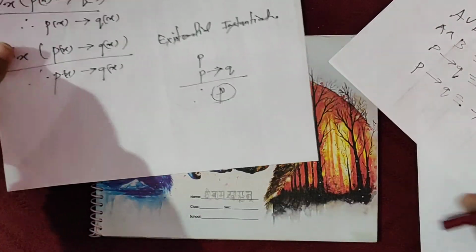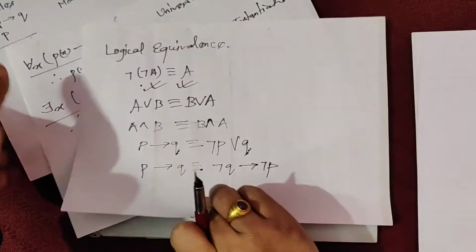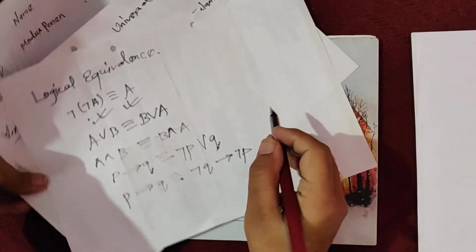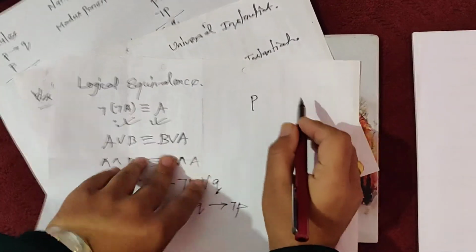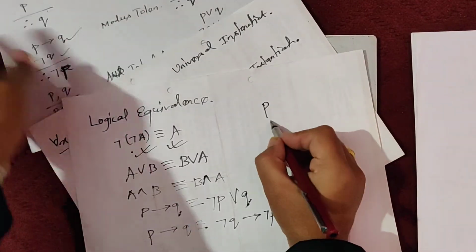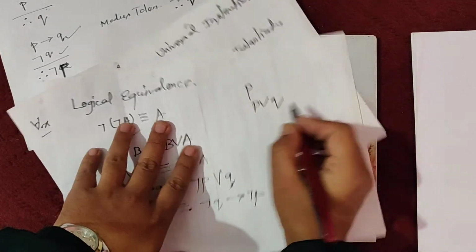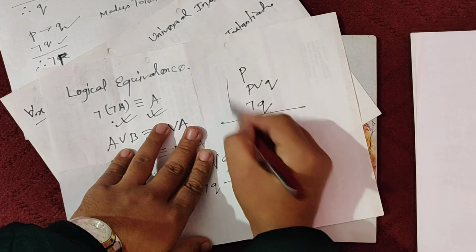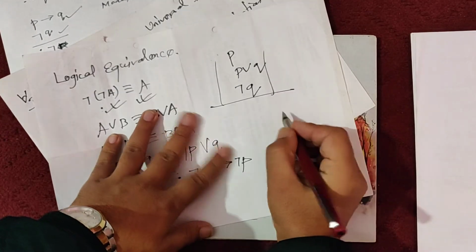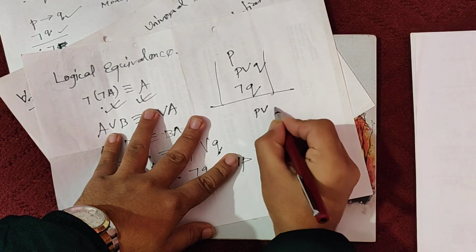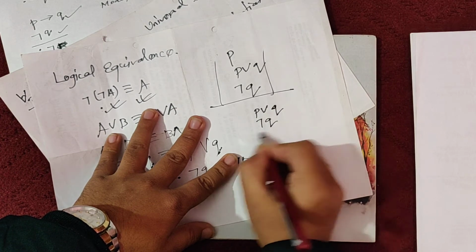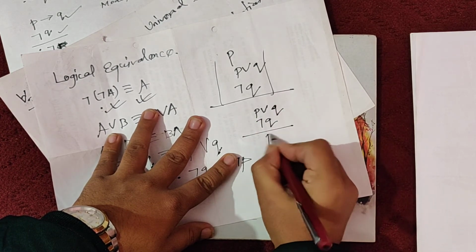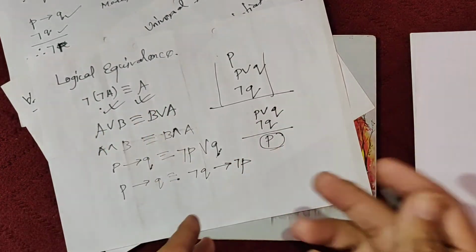Let us consider a small example to use these rules. Let us consider that P is given, P or Q is given, and not Q is given. Then if these conditions are given, we can use resolution: with not Q, it results in P. So our final conclusion is P.